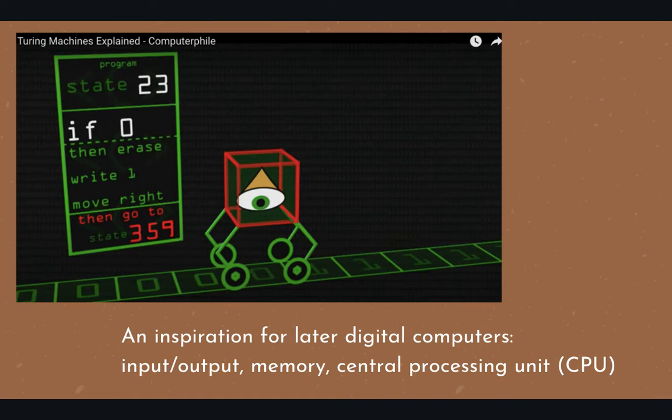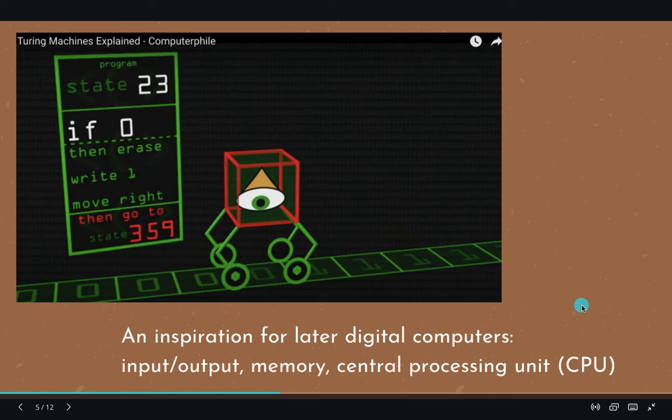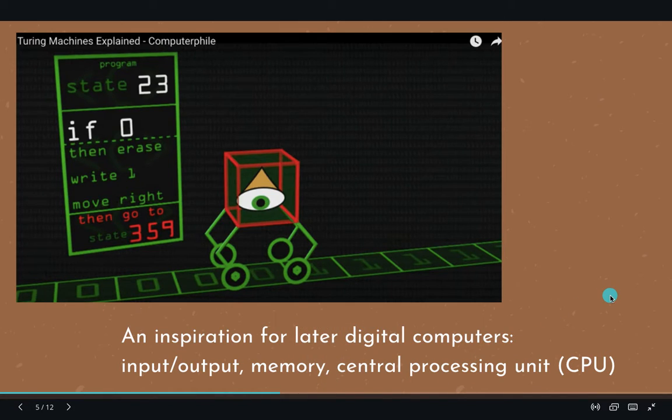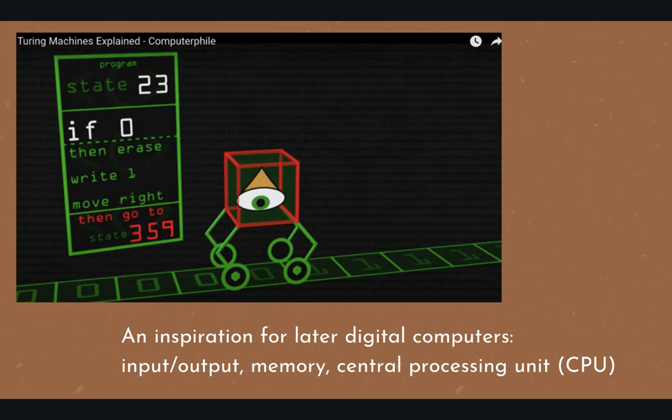Here is a visualization of Turing machine. As you can see, this is the tape, the memory tape with the cells, and this represents the pointer or the head. The pointer or the head moves back and forth until the final stage. So the Turing machine is seen as an inspiration for later digital computers because it has a system of inputs and outputs, memory, and also central processing unit or CPU.